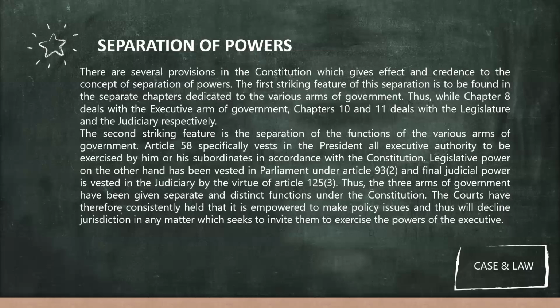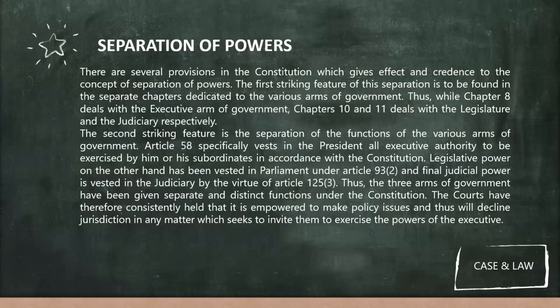Now, the second is that when you look at Article 58, that Article 58 vests in the president the executive power. So the president is the head of the executive. When we look at the legislature, it would be the speaker, and when we look at the judiciary, it would be the chief justice. Then again, the legislative power is in parliament, and parliament is headed by the speaker. And the final judicial power is in the judiciary, and the judiciary is headed by the chief justice.